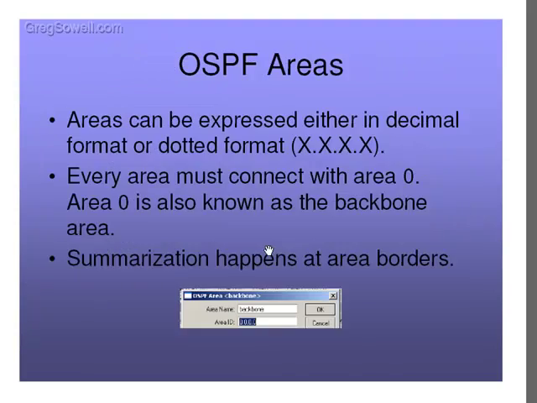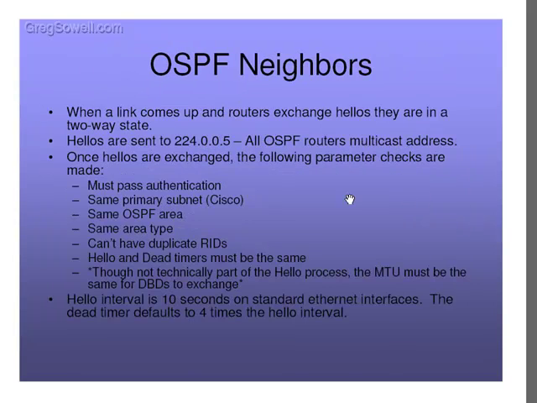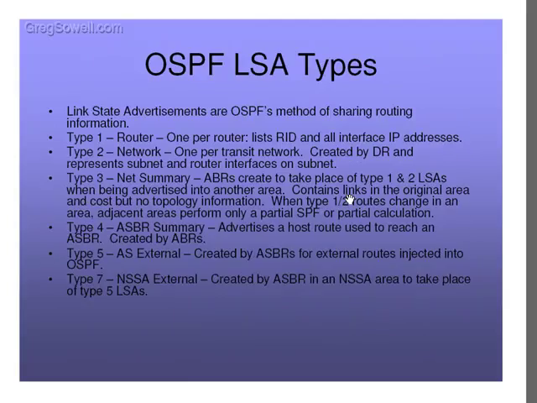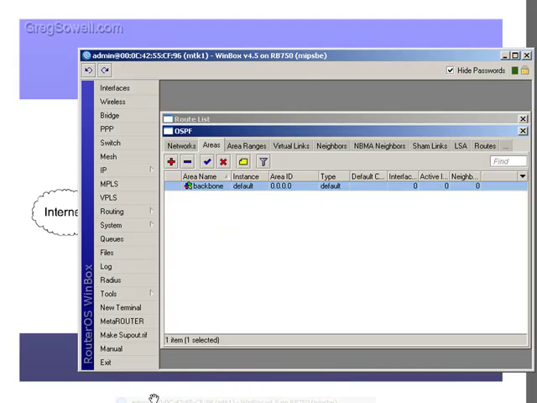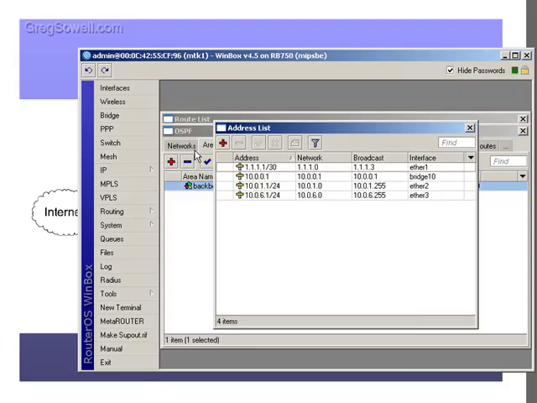OSPF diagram for a single area. So if we're just going to add every single interface into the OSPF process, we can do that by using the network command. That's generally what that's for. A lot of people think, how do I get my IP addresses to be advertised into the OSPF process? And they think, oh, well, that's what the network command's for, which is actually untrue.